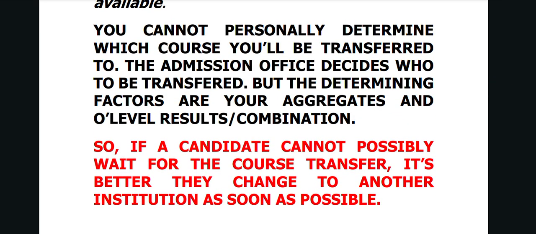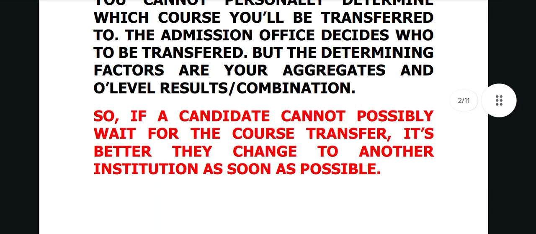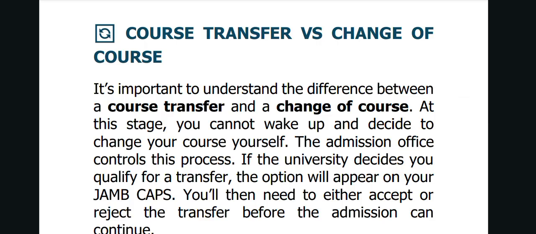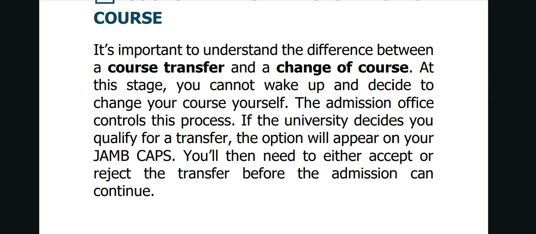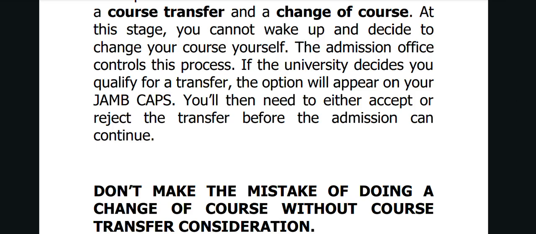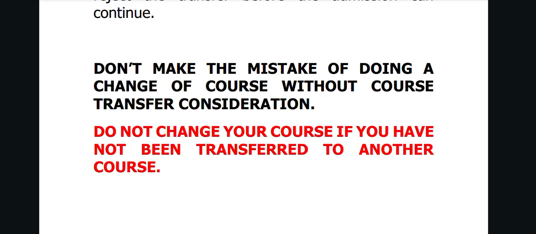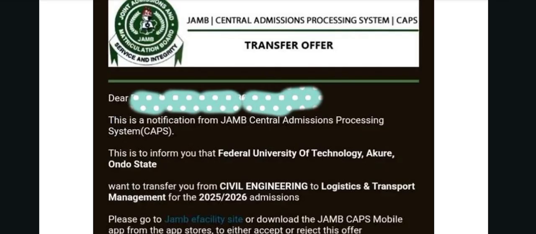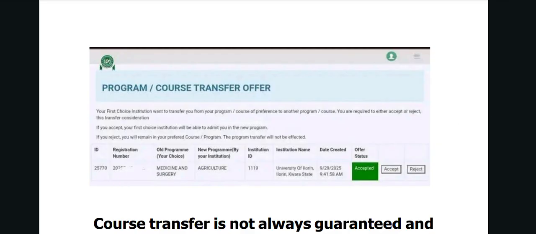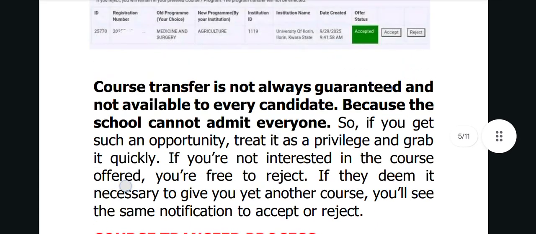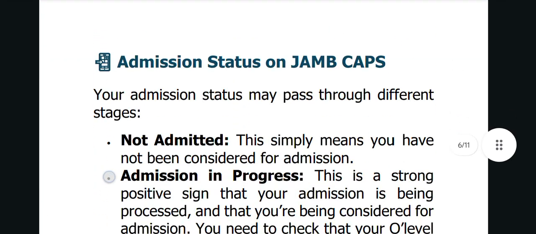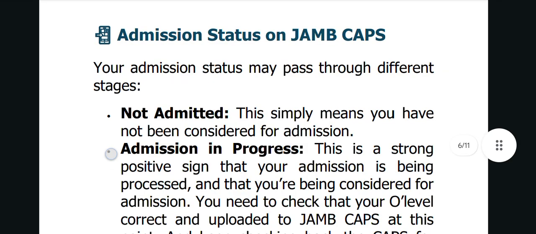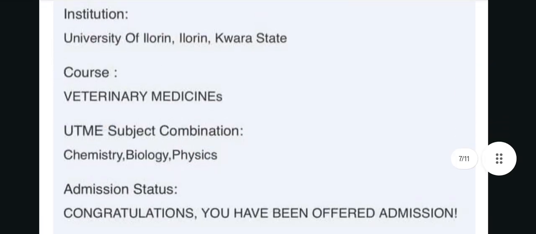I noted the warnings that you cannot personally determine which course you will be transferred to, because the admission office reserves the right to transfer you to one department or the other. I also explained the difference between course transfer and change of course: it is the school that considers you for a course transfer, and you should not make the mistake of doing a change of course without course transfer consideration. I showed you the classification of transfer offer, how it is going to look on your CAPS, and the course transfer process.